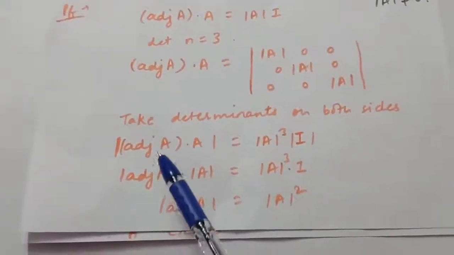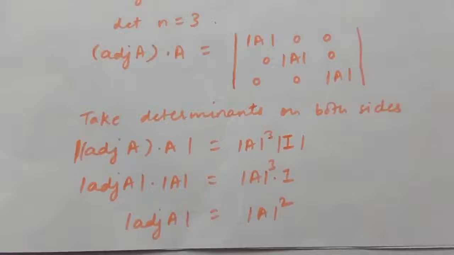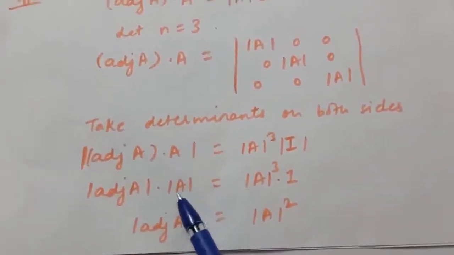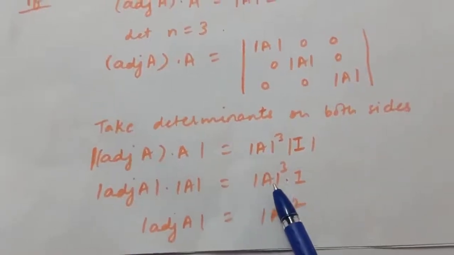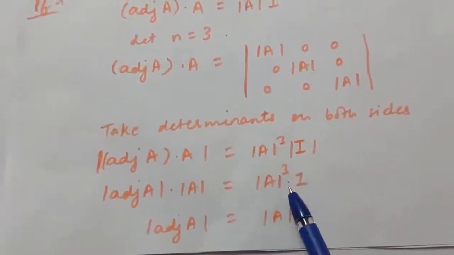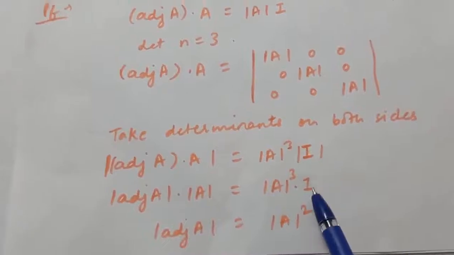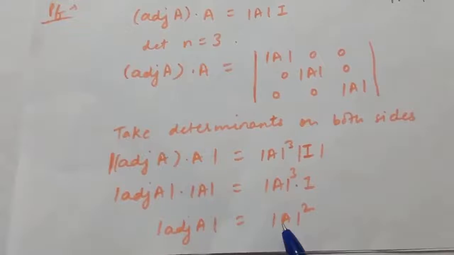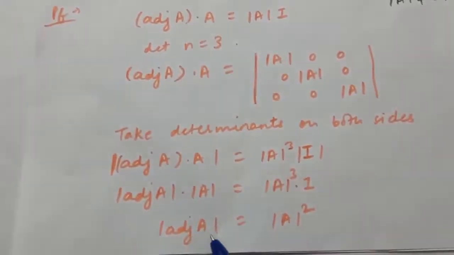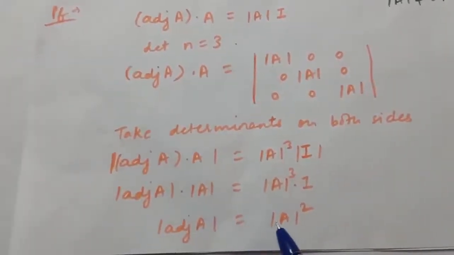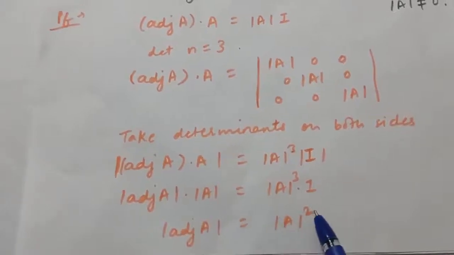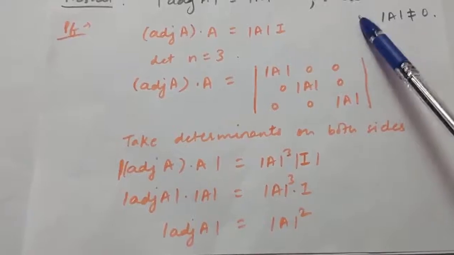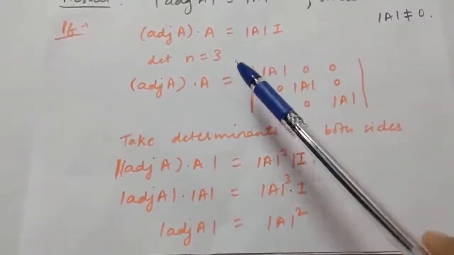Now because determinant of AB is determinant of A into determinant of B, this is equal to determinant of A raised to the power 3 into determinant of I, which is 1. Now taking this determinant of A that side, this will become determinant of adjoint A is equal to determinant of A raised to the power 2, right? So this result is also true in general. We have proved this for n equal to 3.